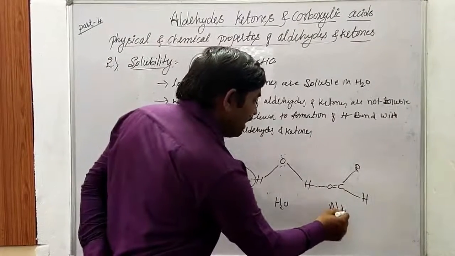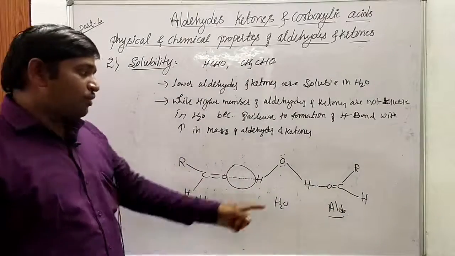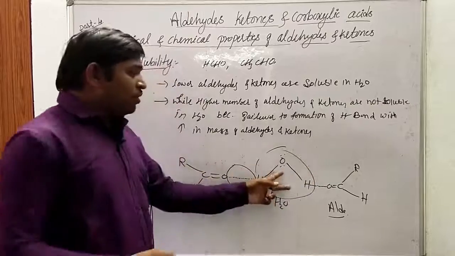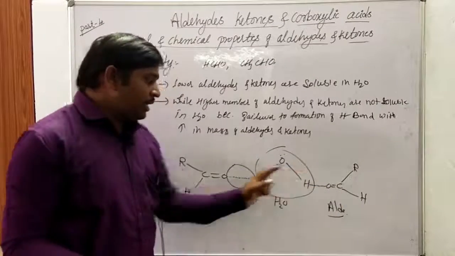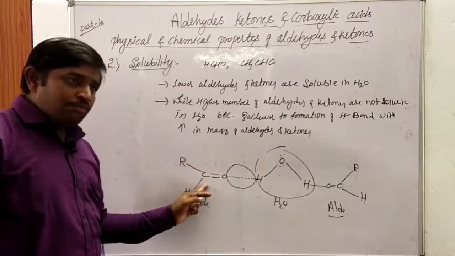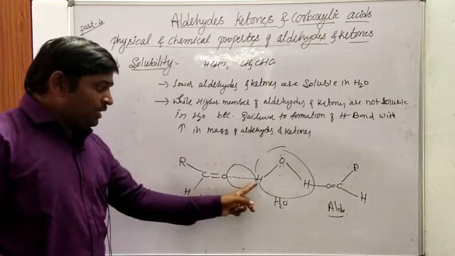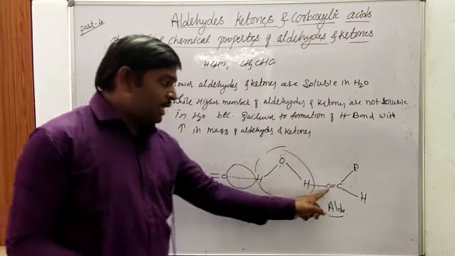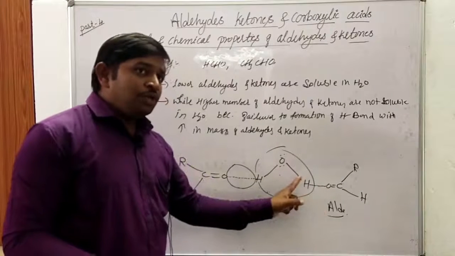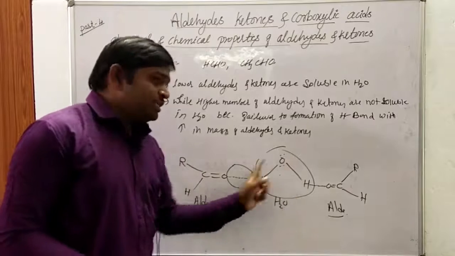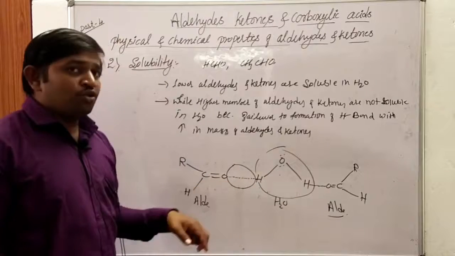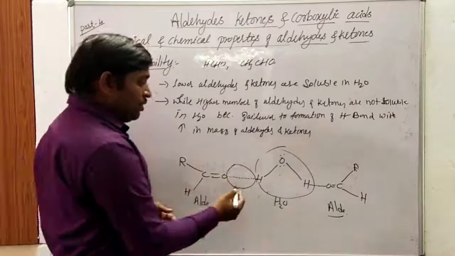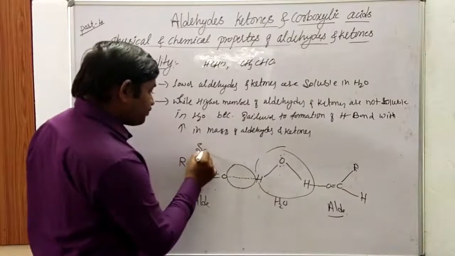A number of aldehyde molecules can make hydrogen bonds with water molecules. This is a water molecule; it can make a bond with an aldehyde. Here also this water molecule can make a bond with an aldehyde. So a bond takes place between the highly electronegative oxygen atom and hydrogen. Due to this, intermolecular hydrogen bonding takes place between the aldehyde and the water molecule. For that reason, we observe that these are soluble in water.